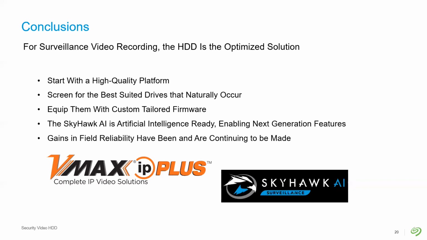Key takeaways for today's presentation are that the Skyhawk AI is already artificial intelligence ready. It enables next generation features. You don't have to wait for that to come along. It's not costing you anymore. It's built into the design of the drive. It's available in 8 terabyte and higher. And the gains that have been made in field reliability through these changes over the years between the 2004 timeframe when we were starting to build the first ones all the way up to today are really quite significant. As you saw a moment ago, the Exos drive, which is the flagship, of course, goes all the way up to 2.5 million hours of MTBF.